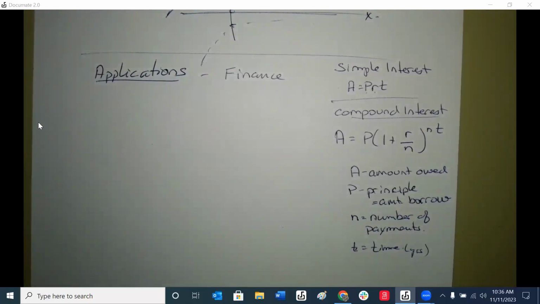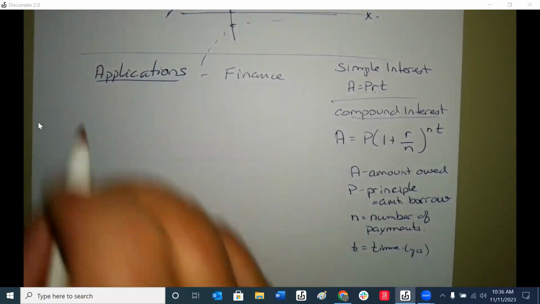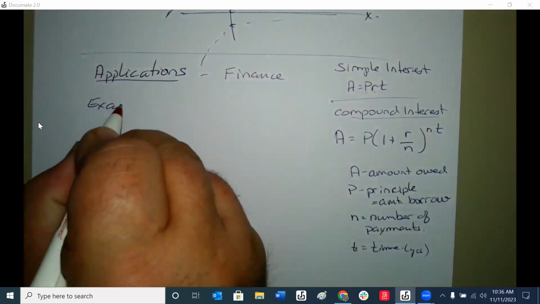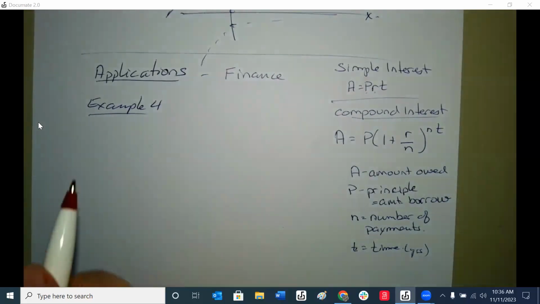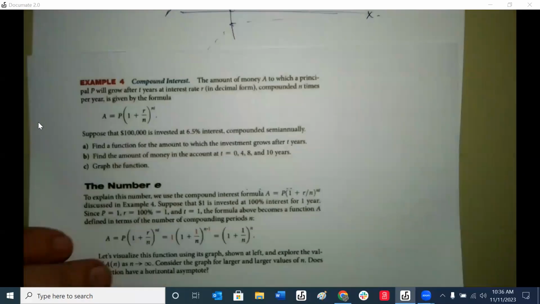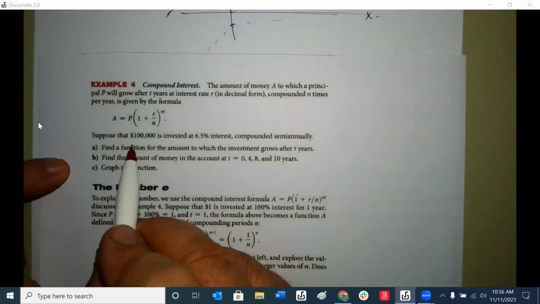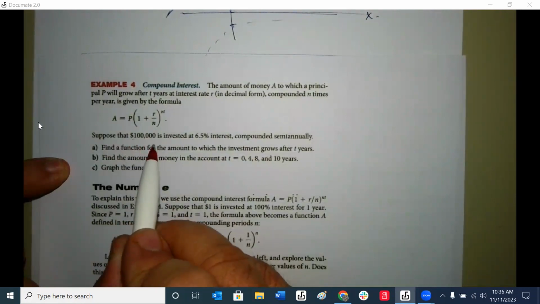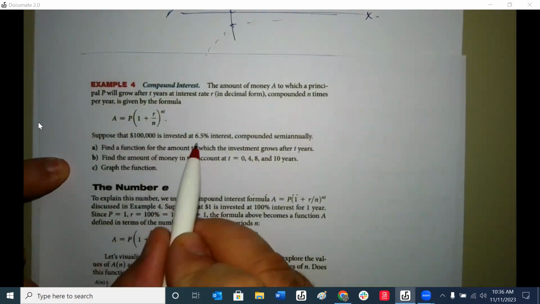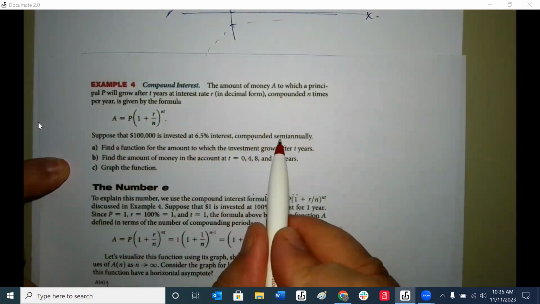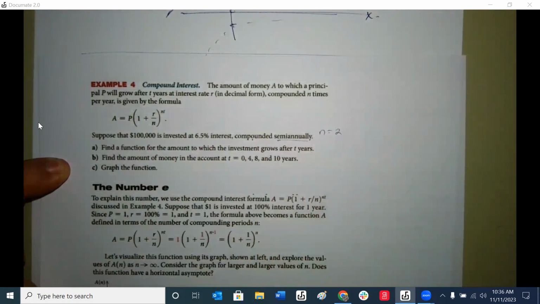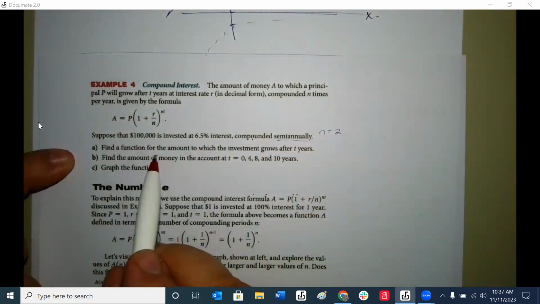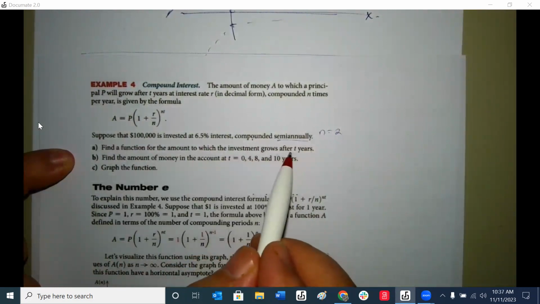Let's see if there's an example here. Yeah, okay. Here's example 4. Put it up there for you. Suppose that you borrowed $1,000 or you invested $100,000 at 6% interest, compounded semi-annually. So that's n equals 2. It happens twice a year. Find a function for the amount in which the investment grows after t years.